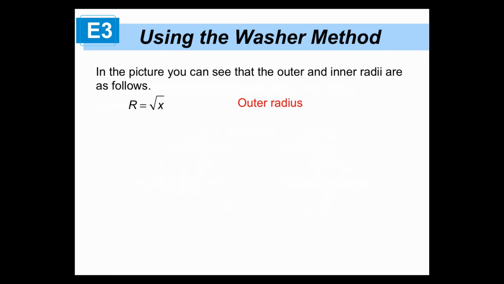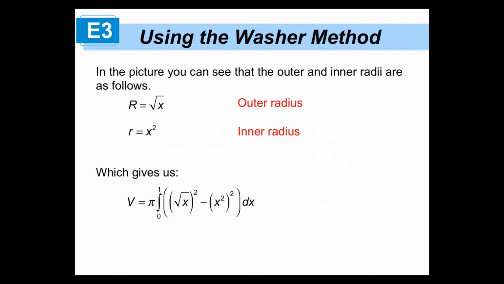Wait, oh wait. Hold on, I'm going through it. Okay, so there's my outer radius, there's my inner radius. Again, big radius, small radius. Take each of those and square them. Multiply it by pi. We're integrating from 0 to 1. Why 0 to 1? Because that's the point of intersection between the two functions, which we found when we did this example yesterday.